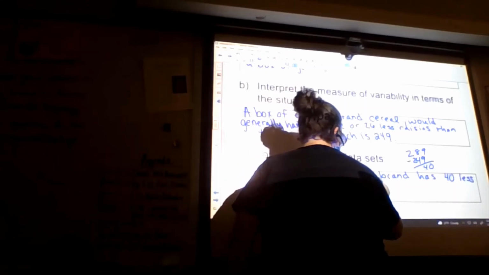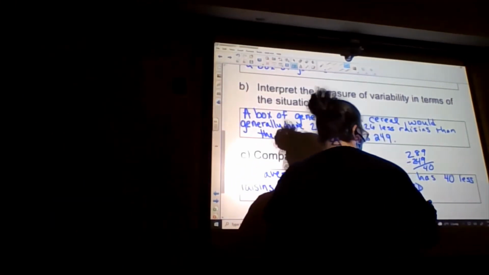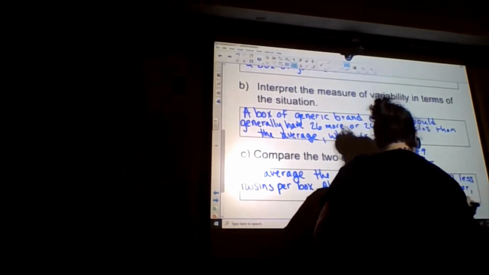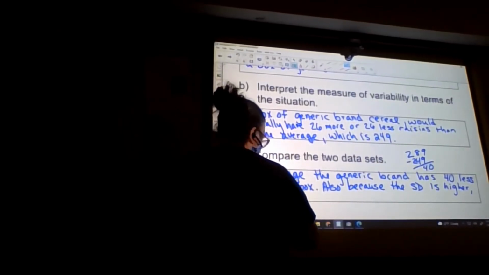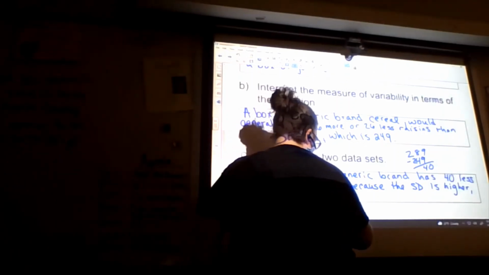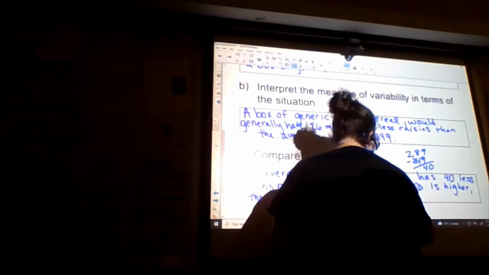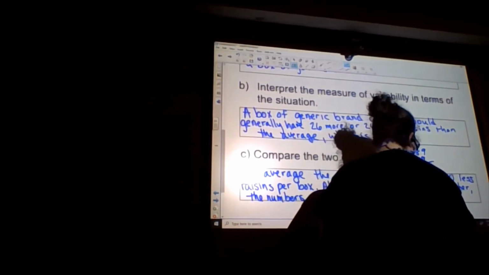So we can say also, because the standard deviation is higher, and I'm just going to abbreviate SD for standard deviation, the number of raisins in the generic brand is not as consistent as the name brand. I'm going to run out of this box because I don't have enough room.